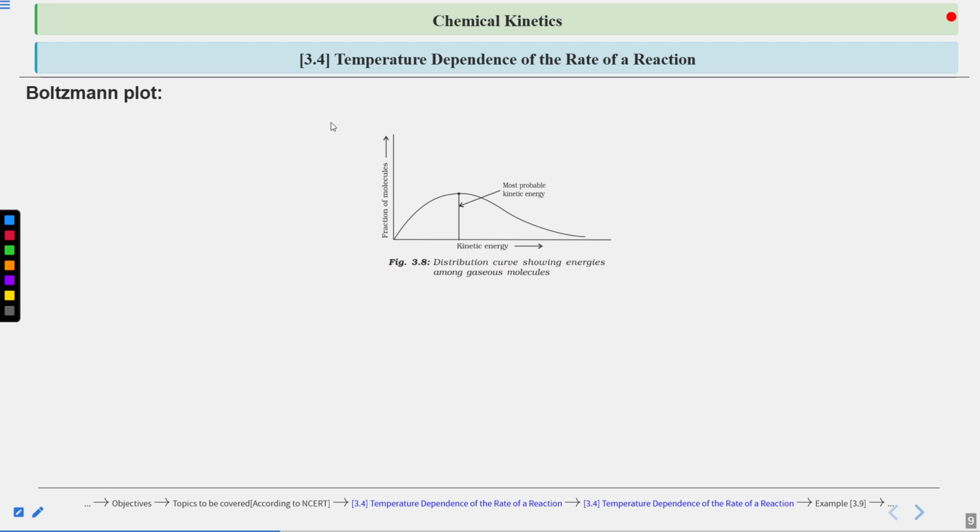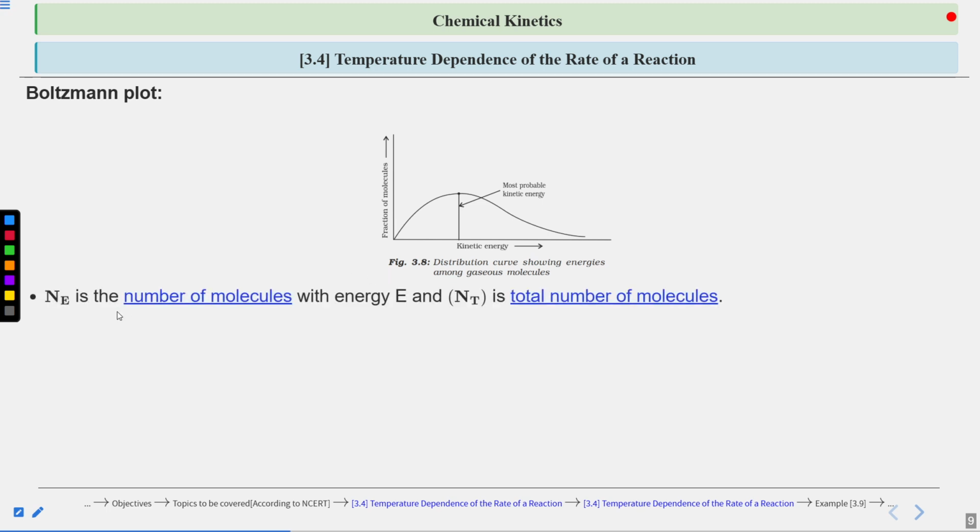So let's see the temperature dependence of the rate of a reaction. This was the Boltzmann plot we have seen, between the fraction of molecules and the kinetic energy. Figure 3.8, the distribution curve, shows the energies among the gaseous molecules. Ne is the number of molecules with the energy E, and Nt is the total number of molecules present. So the fraction of molecules is Ne by Nt.